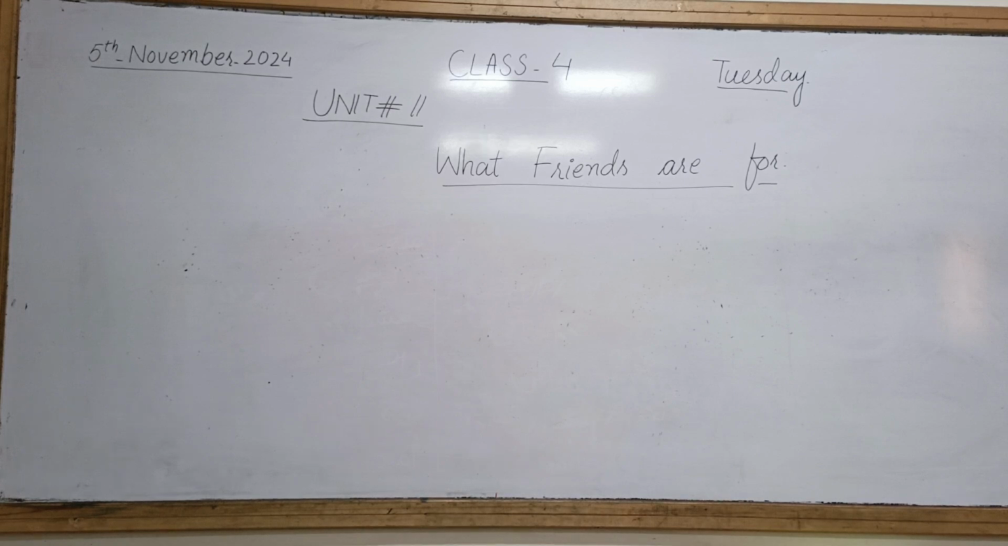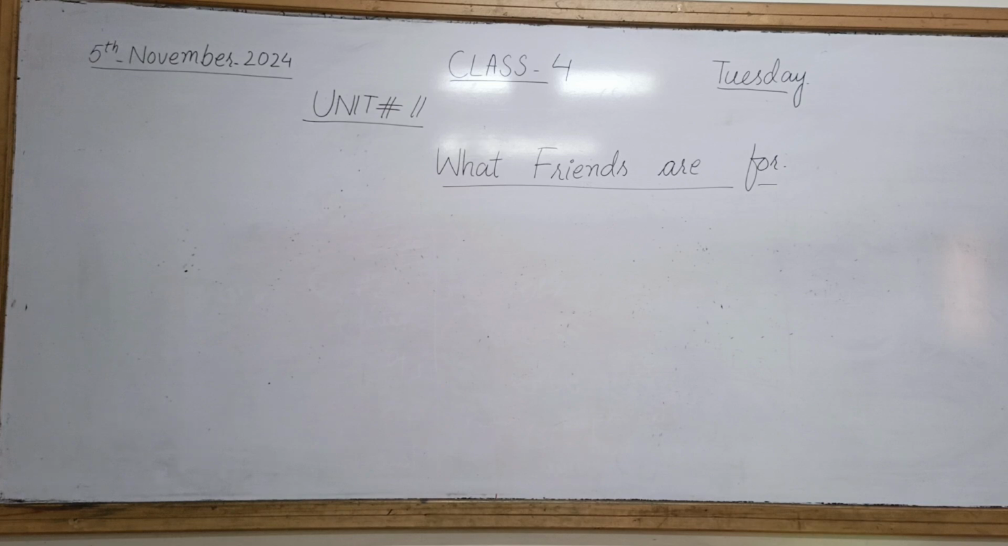So this is your English lesson, and what we are doing today is basically the continuity of your last lesson, that is unit number 11, which is named What Friends Are For. What we read in the last lesson is the reading of this unit. I have told you what is mentioned in this unit, and then in the end we rephrased what we have read. So for today's task we will do a quick recap of what we read last day, and then we will move forward to today's task.